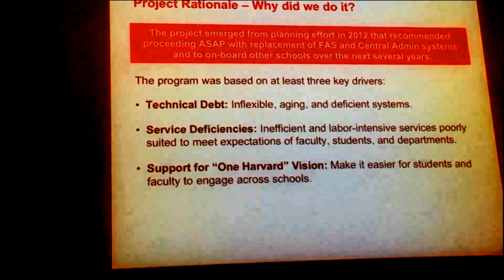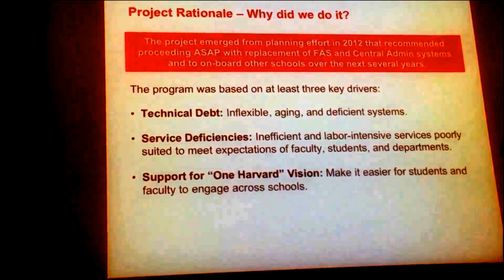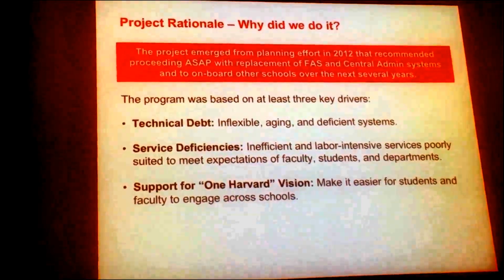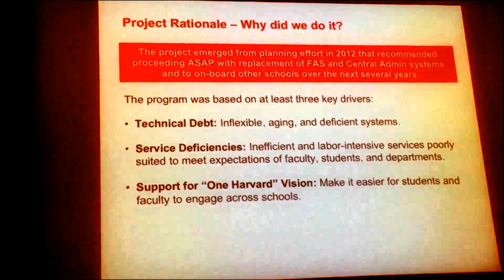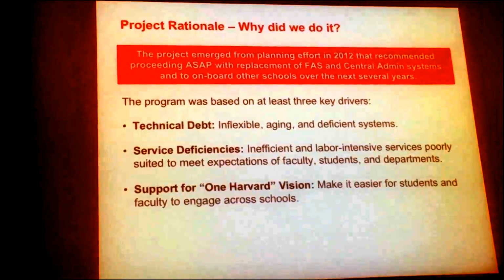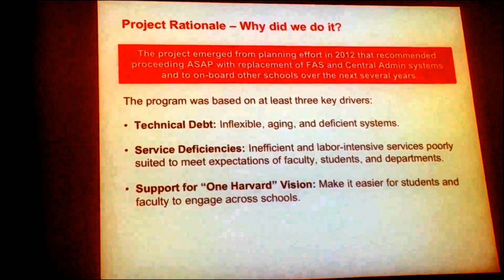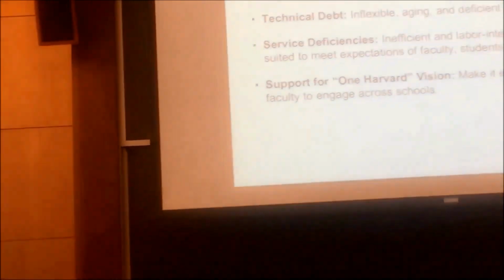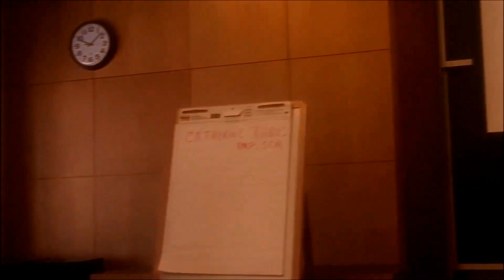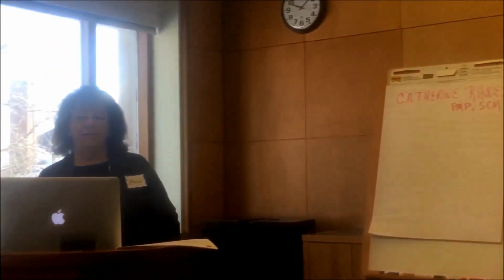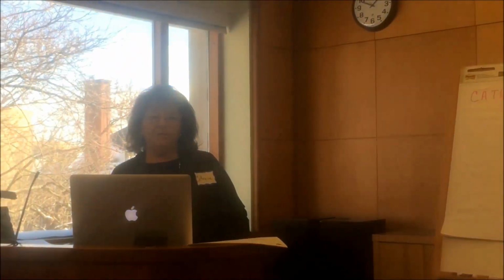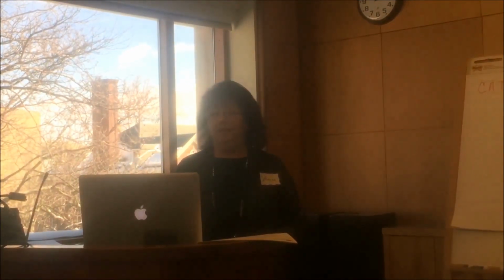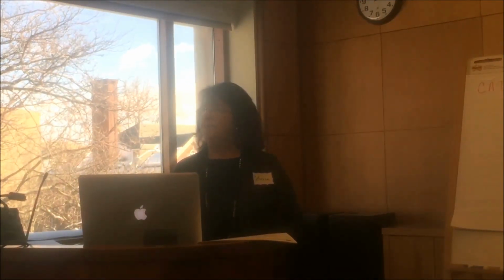So why did we do the project? The project emerged from a planning effort in 2012 that said as soon as possible we have to replace FAS and central admin systems and then onboard other schools over time. So we wanted to start with FAS, GSAS, and Divinity, and then expand beyond there to the other schools, which is what we did. There were three main problems we were trying to deal with: technical debt, a lot of aging, inflexible programs and systems.